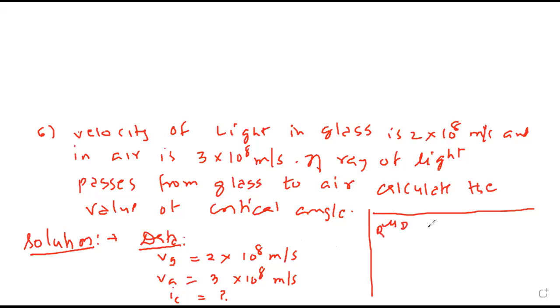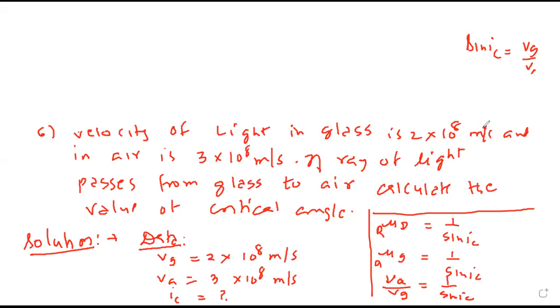Refractive index of denser with respect to rarer is 1 upon sine of critical angle. Denser means glass, rarer means air. So this is velocity in air upon velocity in glass equals 1 upon sine of critical angle. This is written as Va upon Vg equals 1 upon sine of critical angle. So sine of critical angle will be Vg upon Va. Please copy till this.